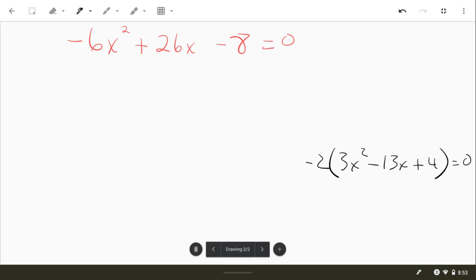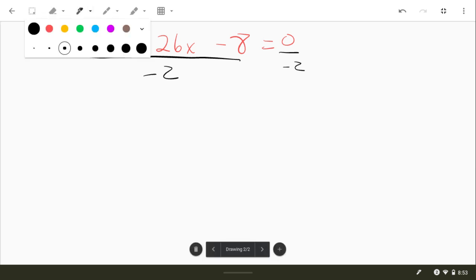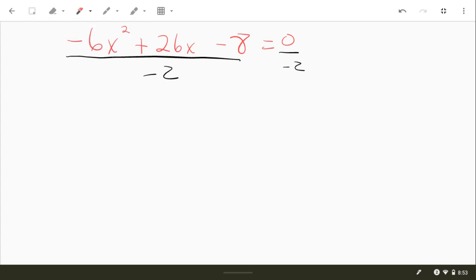And if this was a factoring problem, I would have to do this because I'm trying to preserve the expressions, and I would have to keep that negative 2 out there. But when you're solving equations, you don't have to do that. What you can do is just divide this side of the equation by negative 2 and that side of the equation by negative 2. It's still going to come out to the same sort of stuff, but you're not having to worry about that negative 2 anymore.